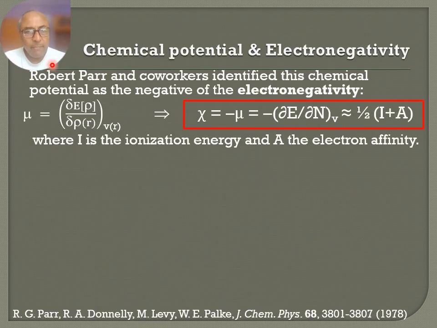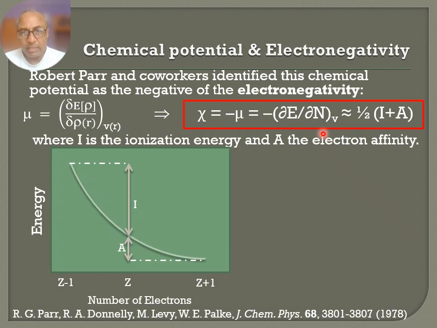From this formula, Parr, Donnelly, Levy and Palke identified the electronegativity as the negative of the chemical potential. That is, the electronegativity chi is equal to minus mu, which is equal to minus del E by del N at constant V, which is approximately half (I plus A), where I is the ionization energy and A is the electron affinity.